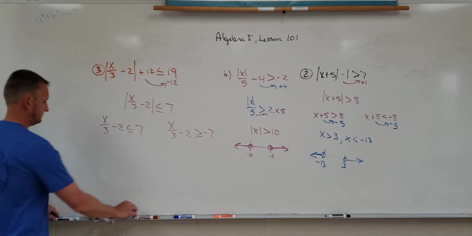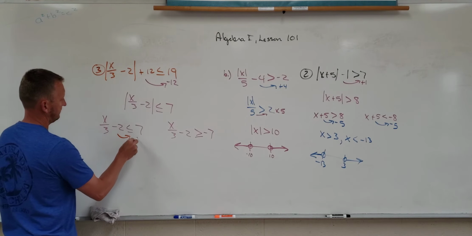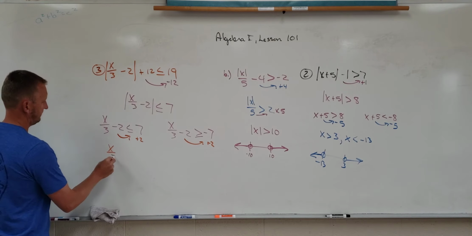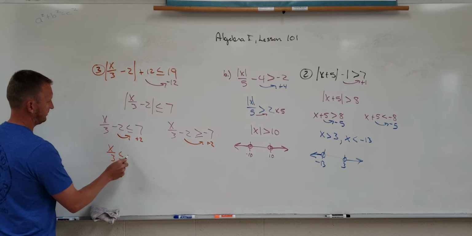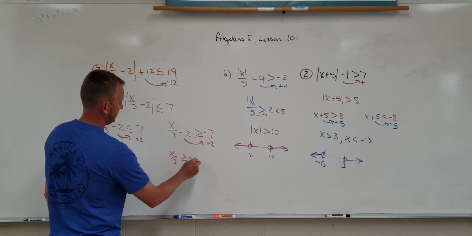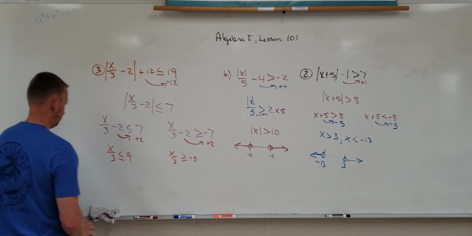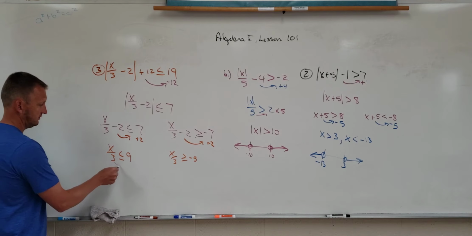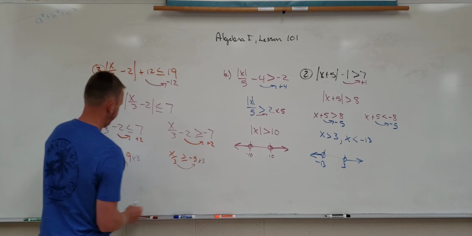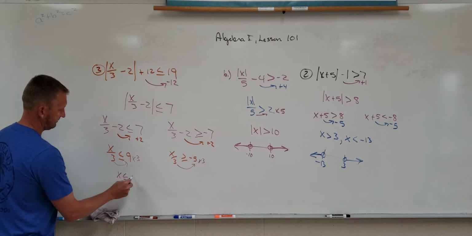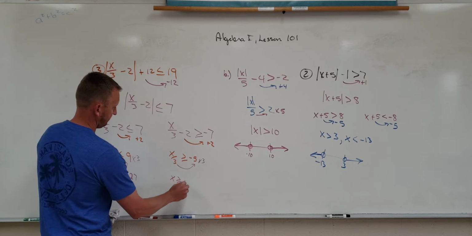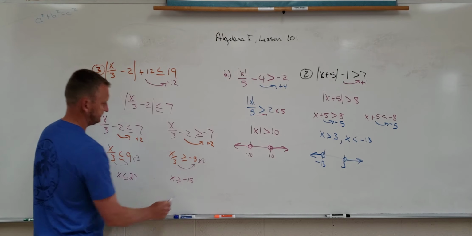And now we start to solve. Take our 2's over and add. So I have x over 3 less than or equal to 9, and x over 3 greater than or equal to negative 5. If I'm dividing here, bring it over and multiply. So x less than or equal to 27, x greater than or equal to negative 15.